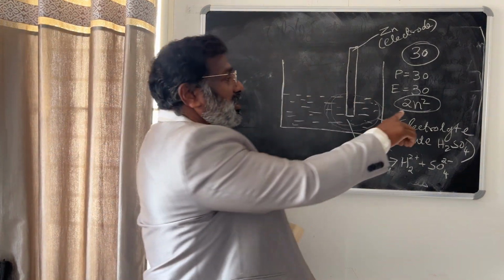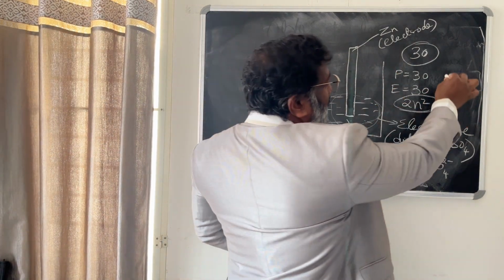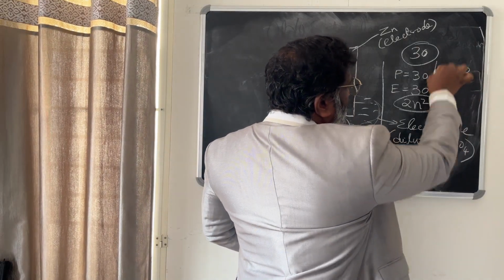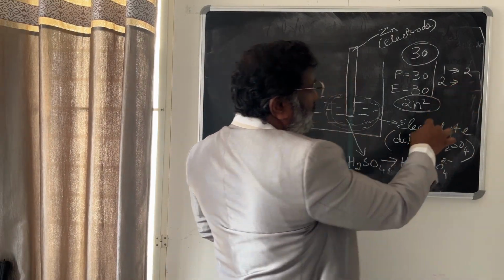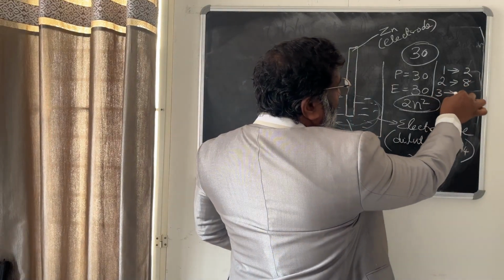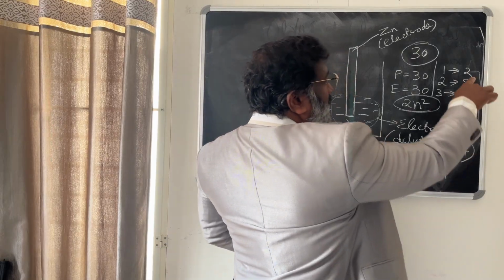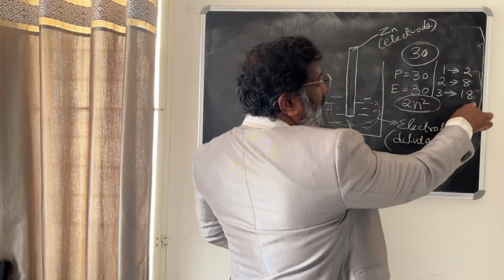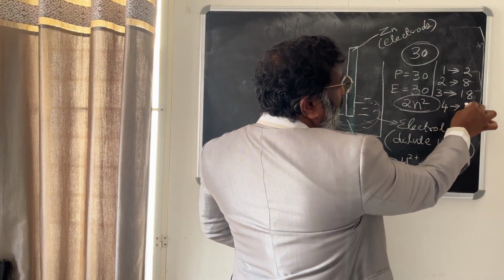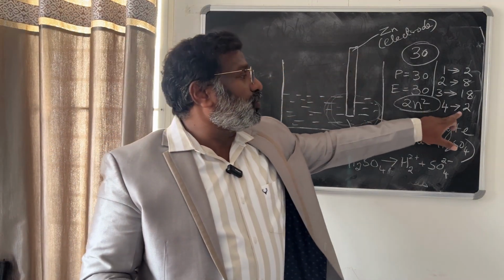So the first orbit means n equal to 1. So 2 into 1 into 1, the first orbit accommodates 2 electrons. The second orbit accommodates 2 into 2 into 2, 8 electrons. The third orbit accommodates 2 into 3 into 3, so 18 electrons. So how much does it come to? 28. And the fourth orbit will have the remaining 2 electrons. The last orbit of zinc has 2 electrons.